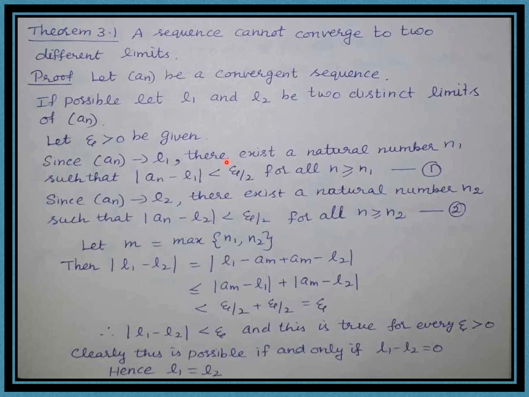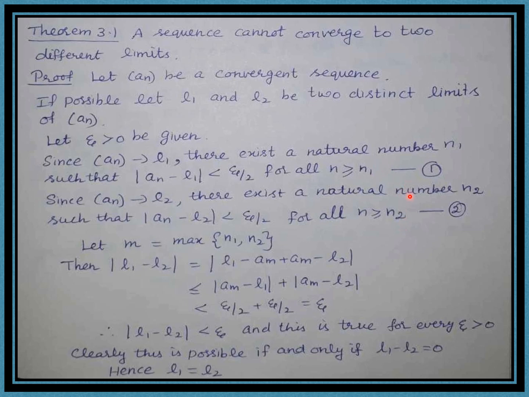But we have another limit also. So instead of taking epsilon, we take epsilon by 2. Since epsilon is greater than 0, epsilon by 2 is also greater than 0. This is true for all n values greater than or equal to n1. Similarly, as an is tending to L2, there exists another natural number n2 such that absolute value of an minus L2 is less than epsilon by 2. This is true for all n greater than or equal to n2.